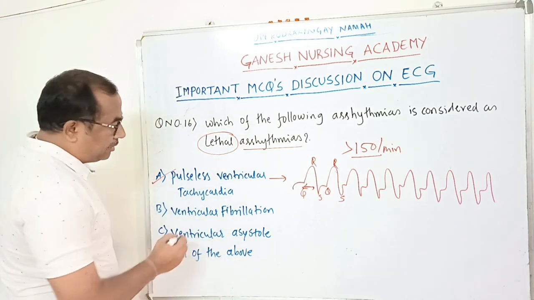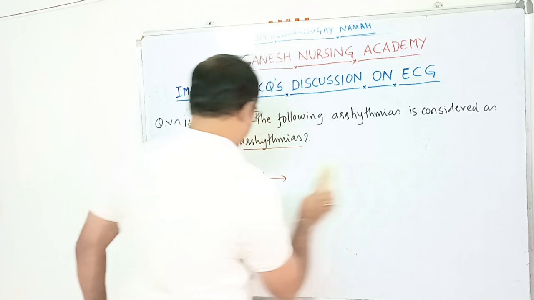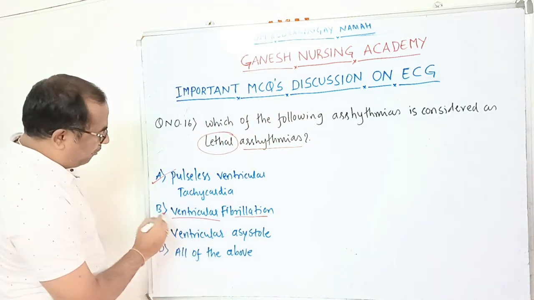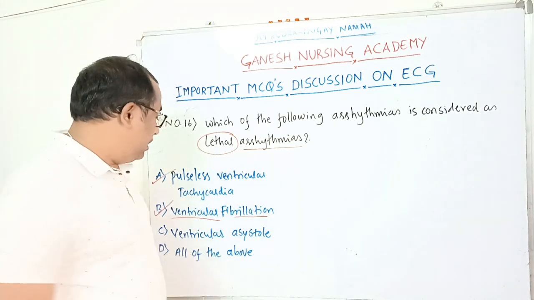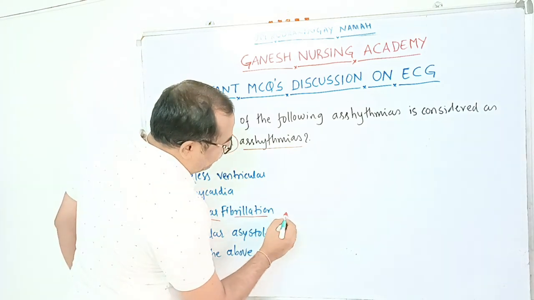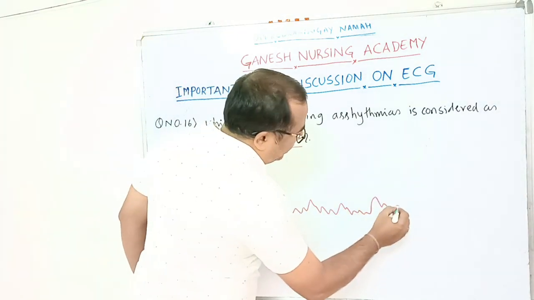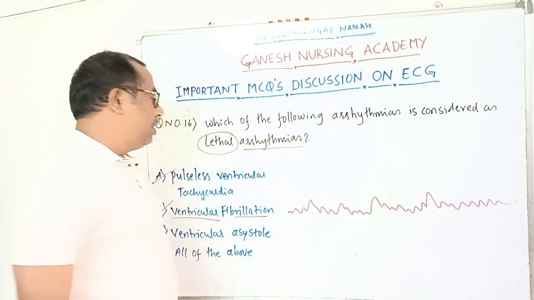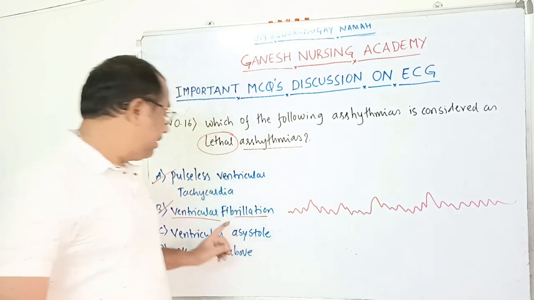Okay, next one is ventricular fibrillation. Yes, this ventricular fibrillation is also considered as one of the lethal arrhythmias. There is no particular pattern in ventricular fibrillation. There are irregular waves you can see, you notice in the monitor or when you do an ECG. There is no particular pattern of ECG in ventricular fibrillation.